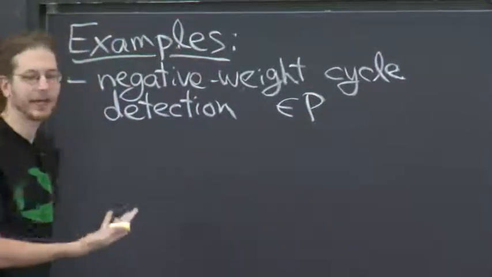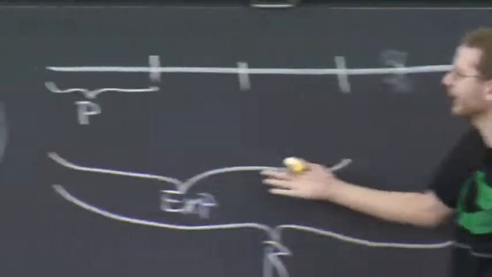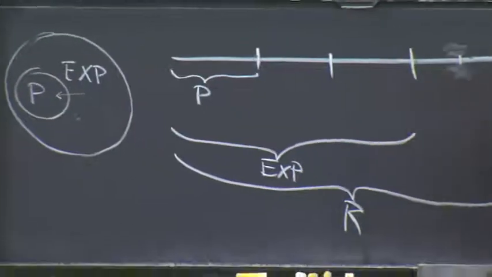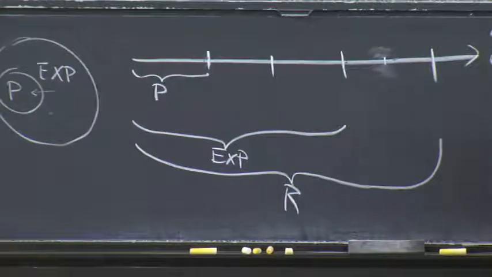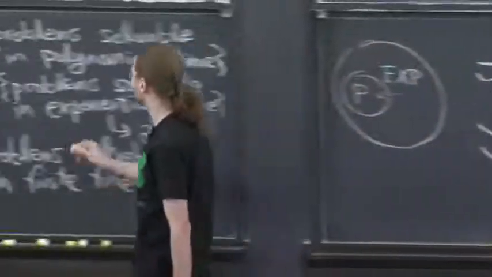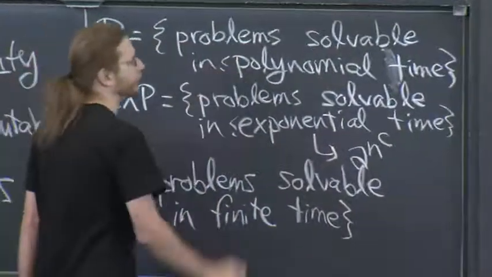It's in P. It's also in X. Of course, everything in P is also in X, because if you can solve it in polynomial time, you can solve it in exponential time. This is at most exponential time, at most polynomial.